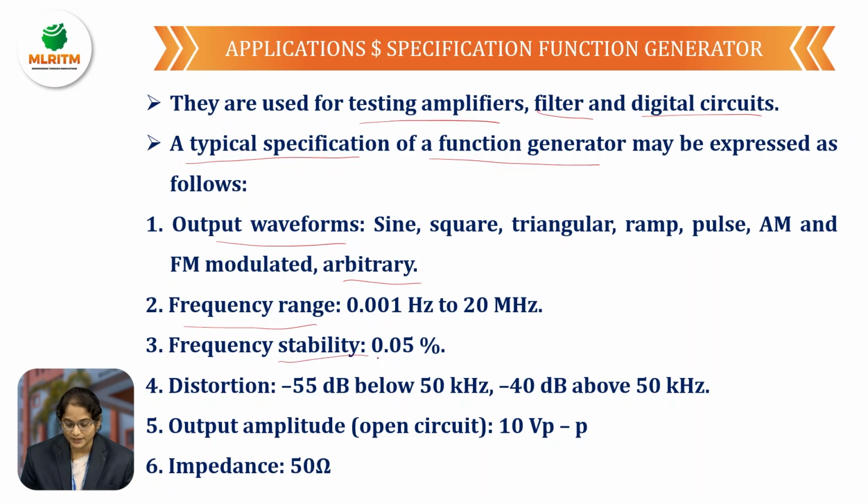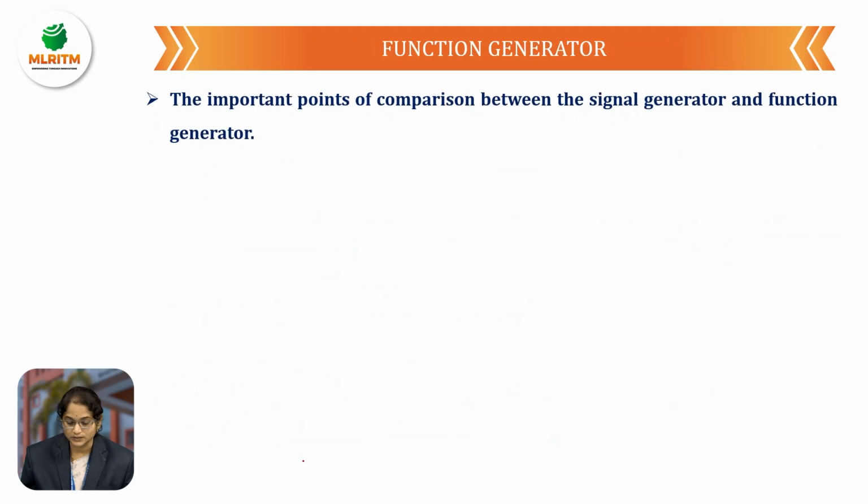The frequency stability is 0.05%. The distortion is minus 55 dB below 50 kilohertz and minus 45 dB above 50 kilohertz. And one more specification is the output amplifier, which is open circuit, and the impedance is 50 ohms.